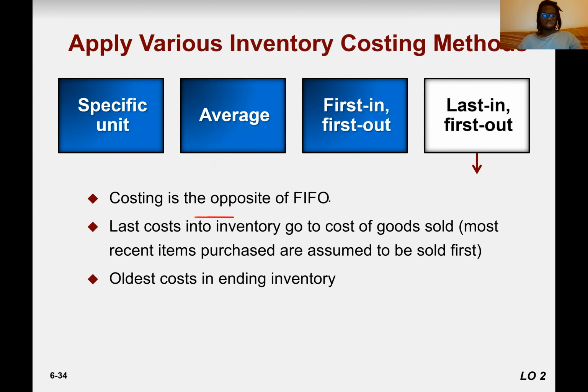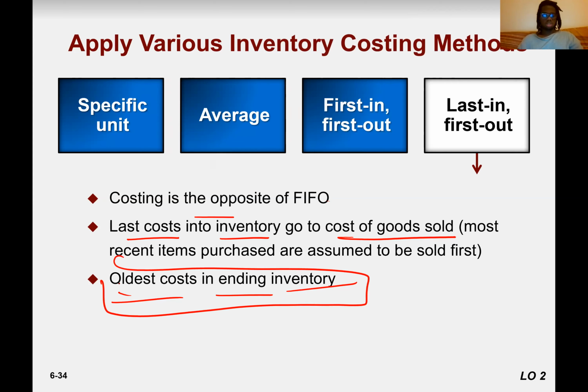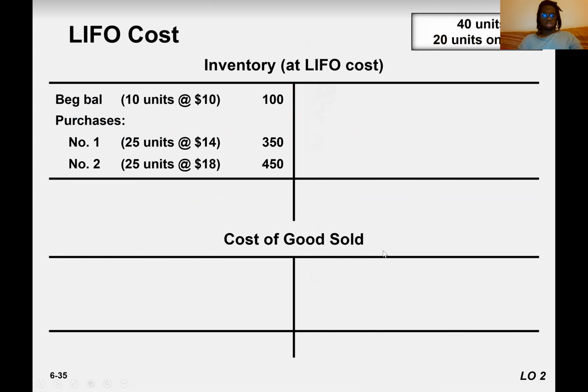So costing is opposite to FIFO, of course. The last cost into the inventory goes to the cost of goods sold. The oldest costs stay in inventory. Just like in FIFO we talked about later, in LIFO we'll talk about this later when we solve the illustration.